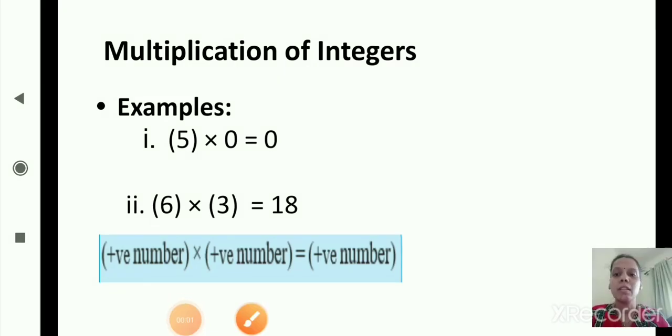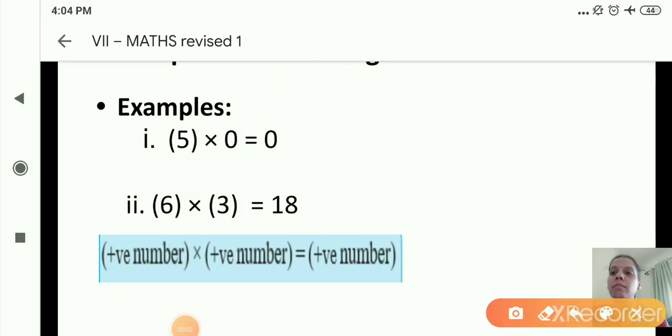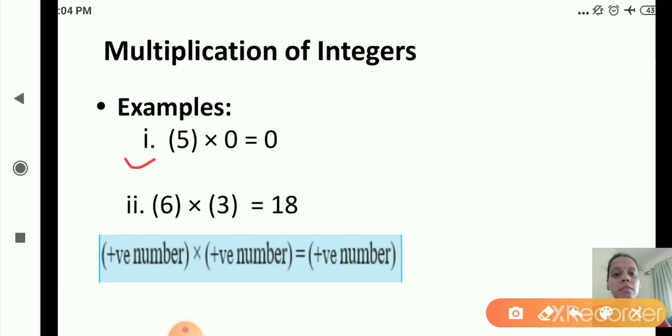Now, first sum: 5 multiplied by 0 is equal to 0. Any number we multiply with 0, you will get the answer 0. Now the second sum is 6 multiplied by 3. 6 3s are 18, right? First number is positive and the second number is positive. The product or the answer is a positive number. If the answer is positive, whether you write a positive sign or you do not write it, both are correct. No sign means there is a positive sign. So this is the second one.